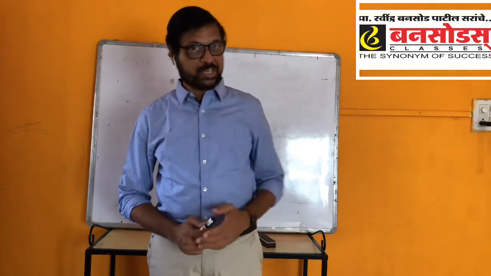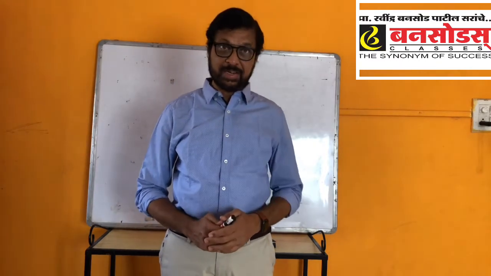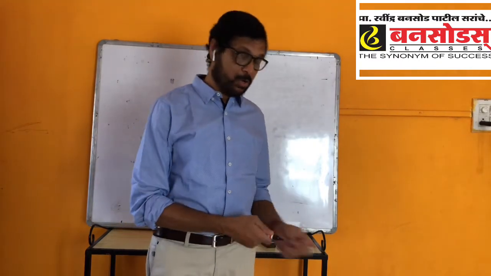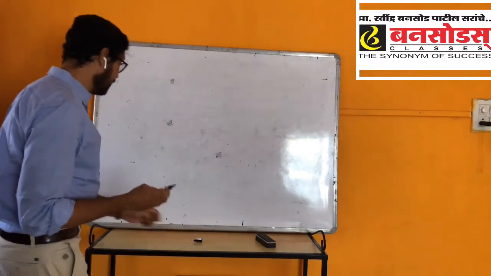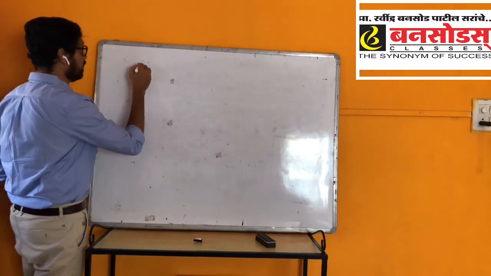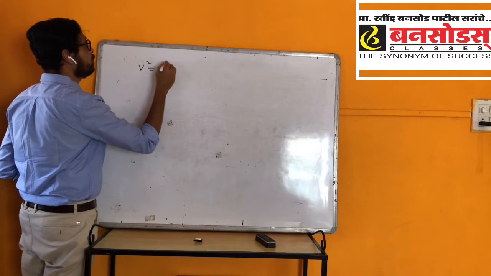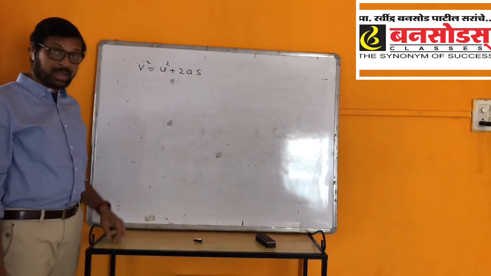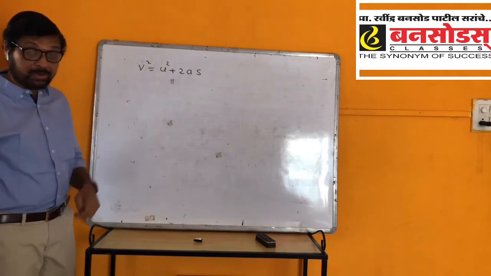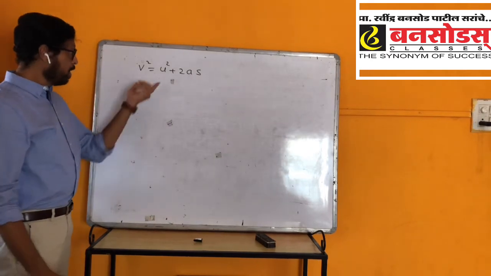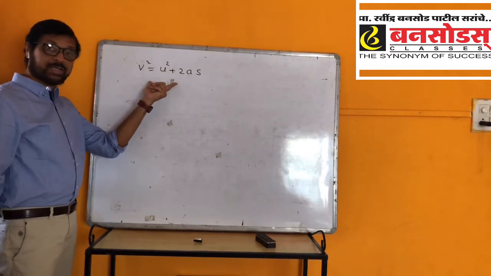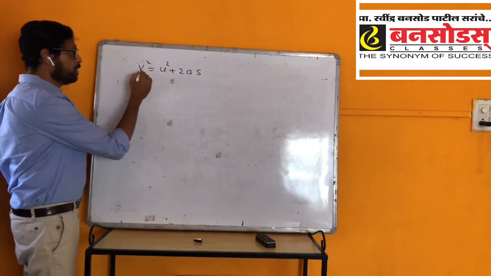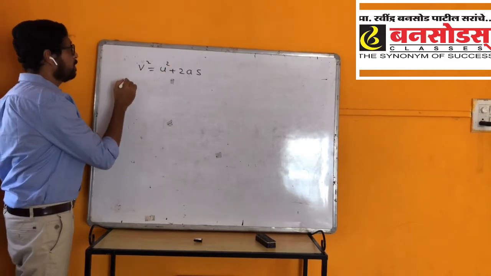In the previous lecture, I gave you a homework to check the correctness of the equation v square is equal to u square plus 2as. I hope you must have solved it or at least tried to solve it. How are you going to check the correctness of this equation? You'll take all the terms one by one.